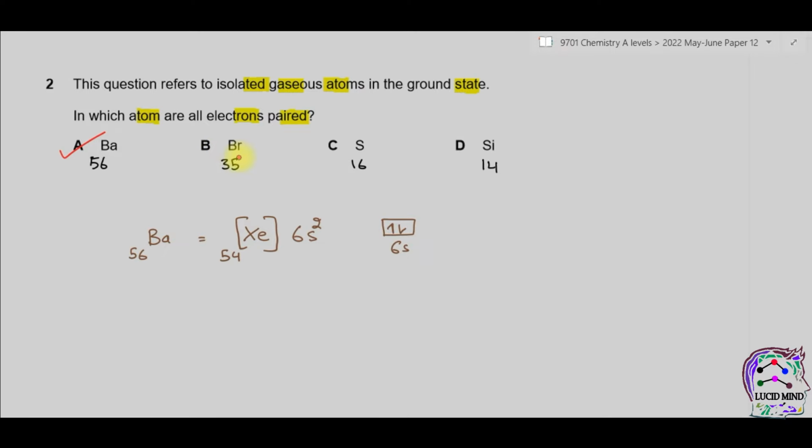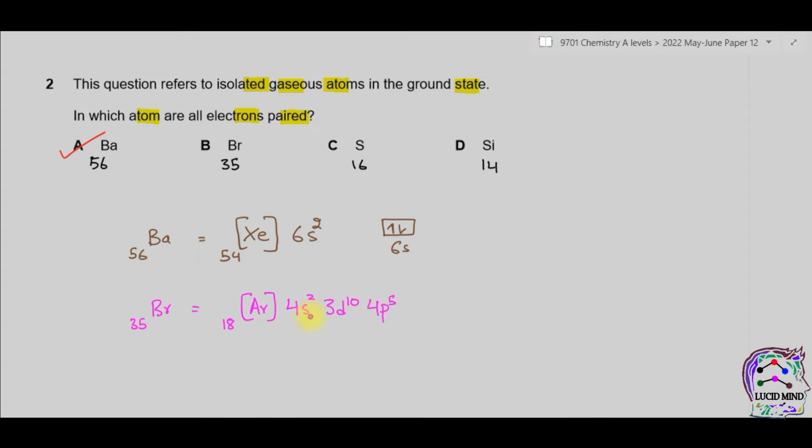For B, let's see, we have bromine. Now bromine is in the 7th group of the periodic table. Before bromine we can see we have argon that has 18 protons, so we can start from this. Then after argon we have 4s2, 3d10 and 4p5. Now we can see these electrons are paired.